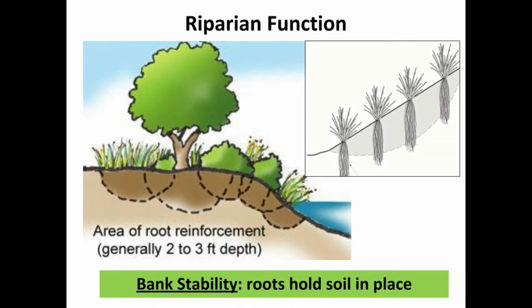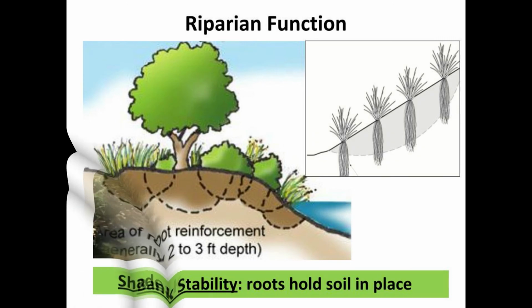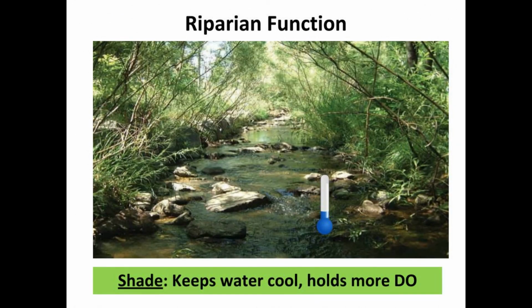The first function that a healthy riparian area provides for the watershed is bank stability. This is also called erosion control, and it just means that the plants that grow in the riparian area help to hold the soil in place and keep it from washing into the water body. The second function of a healthy riparian area is shade. The plants that grow up over the creek or river can shade the water, keeping it cool, which is very important to salmon and trout. Cooler water also holds more oxygen, which fish and other aquatic organisms need to survive.